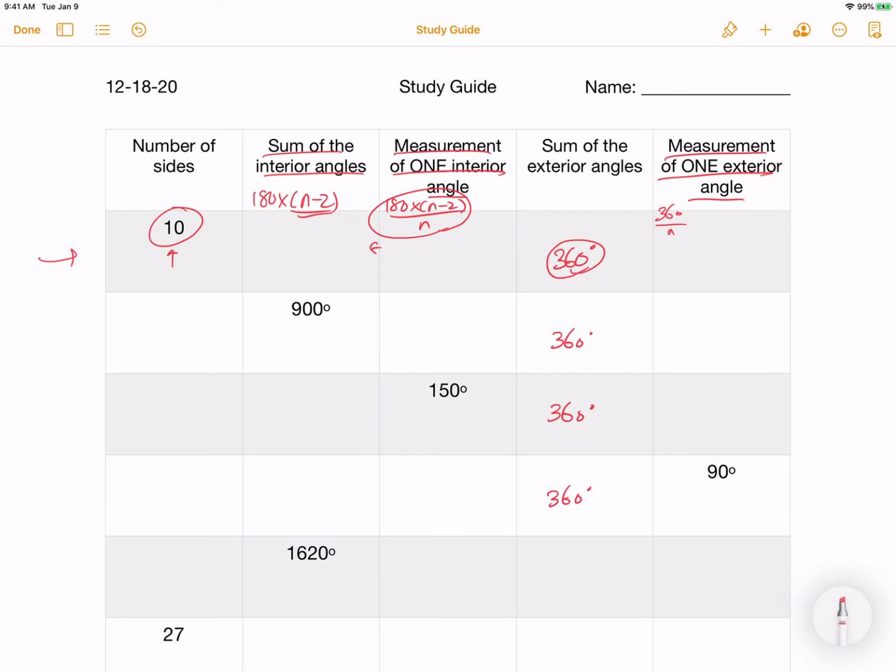Okay, so for the first one, sum of the interior angles, 180 times n minus 2. What I'm going to do is plug in the 10 as the number of sides and I'm going to get 180 times 10 minus 2, which is 8. So 180 times 8 gives me 1440 degrees.